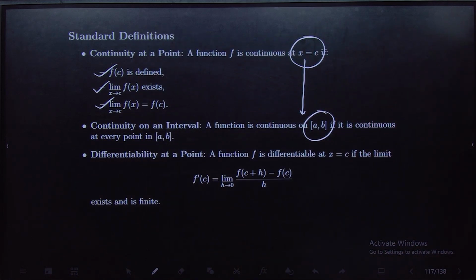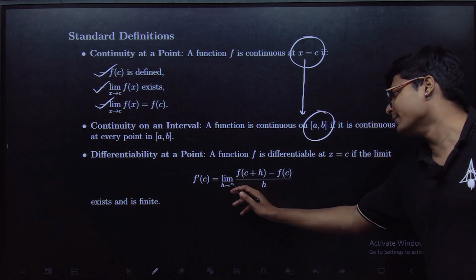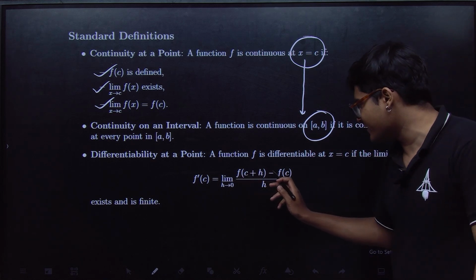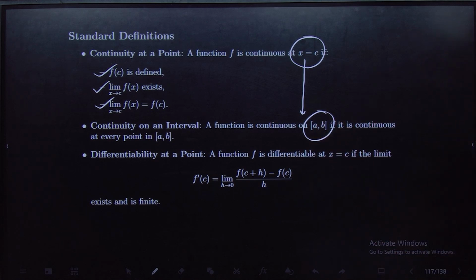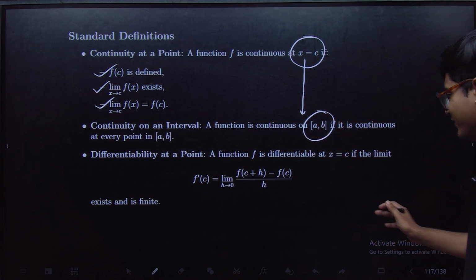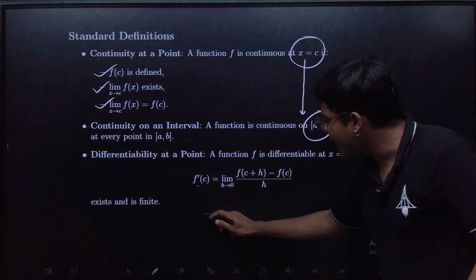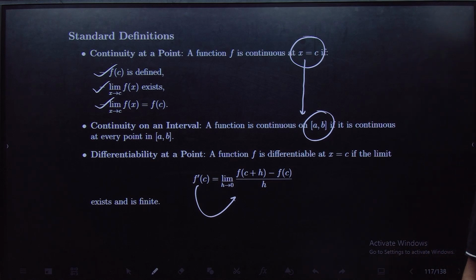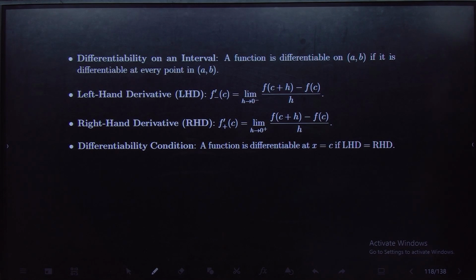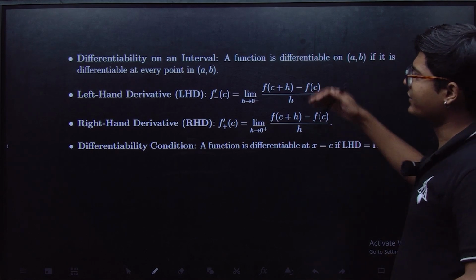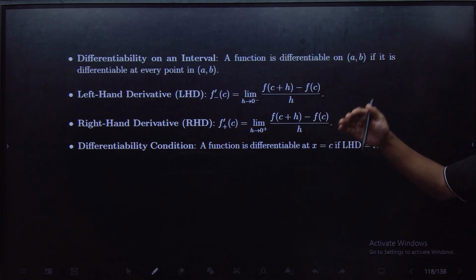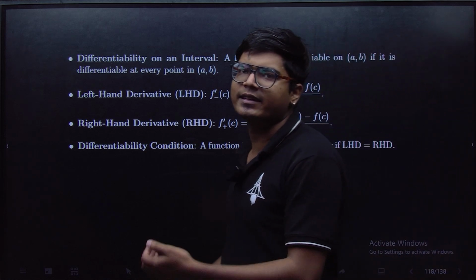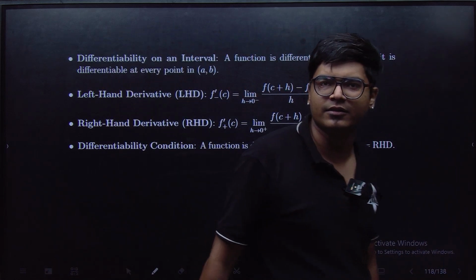Differentiability at a point. A function is said to be differentiable at a point x equal to c if this limit exists, okay? You want limit h going to 0, f of c plus h minus f of c divided by h to exist, and it needs to be finite. Only then you say that the function is differentiable at this point, and the value of the derivative at this point is nothing but equal to this limit, okay? And that's denoted by f prime c. Cool. Again, just like continuity, you can extend the idea of differentiability to an interval. You want it to be differentiable at every point inside that interval. Then we'll say that the function is differentiable over the entire interval, right?